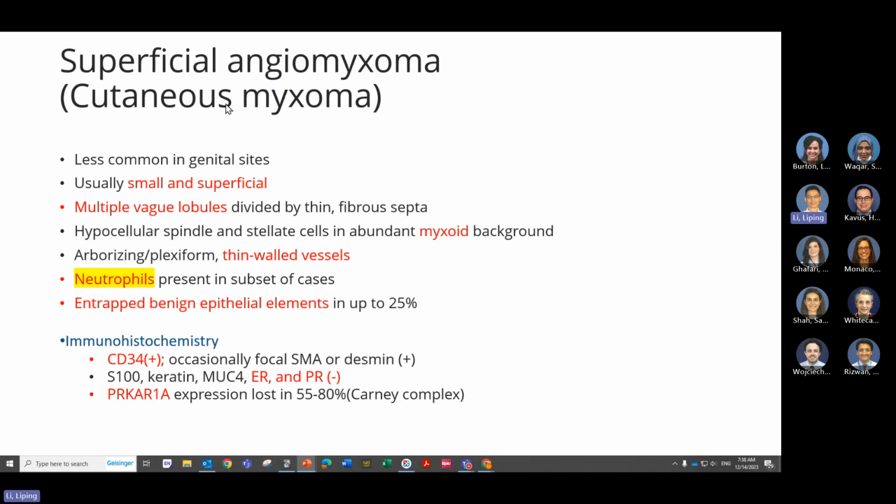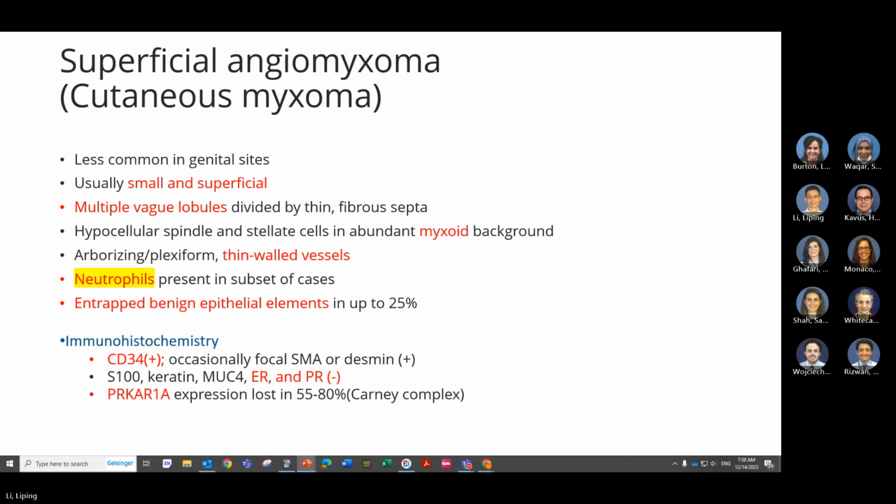This one is not in this lecture, but I would like to put it here because, compared to the deep angiomyxoma, we have superficial angiomyxoma, aka cutaneous myxoma. For this one, it is less common in genital sites, and usually small and superficial. We already know from the name, cutaneous and superficial. And the characteristic is that even in low power, we know this is not deep angiomyxoma because in low power we will see vague lobules divided by fibrous septa.